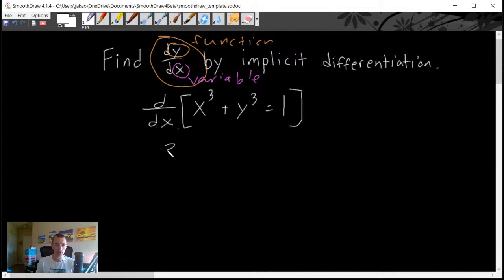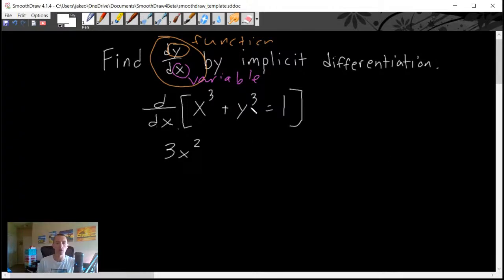Power rule says we're just going to bring our power down in front, keep our x as x, and lower the power by 1. So we're just going to have 3x squared for this term right here. Then when we take the derivative of y cubed with respect to x, this is where the one really important implicit differentiation trick has to come into play.